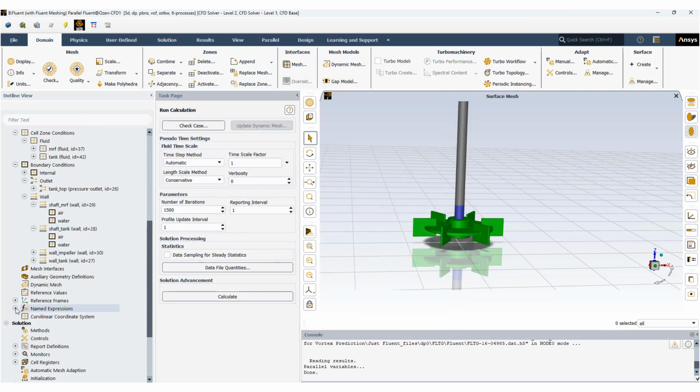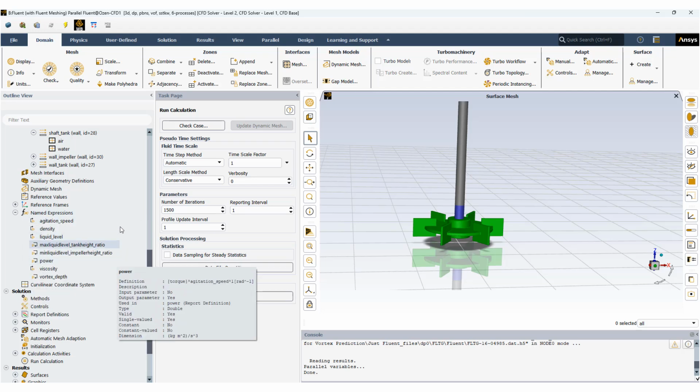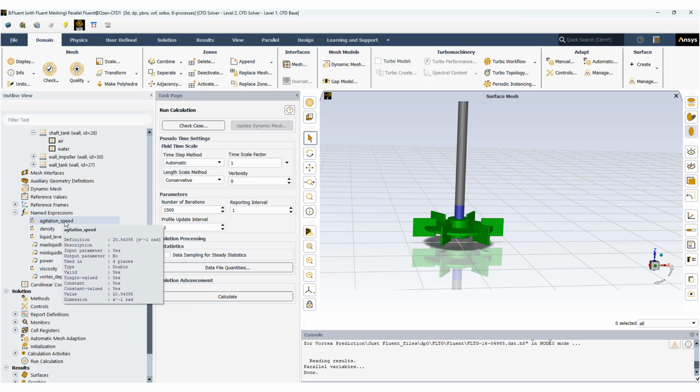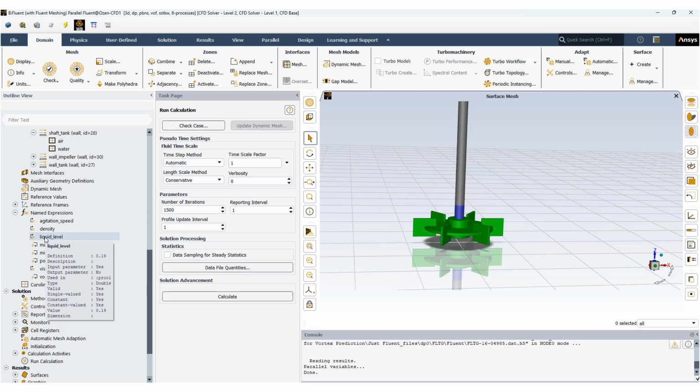Let's get to the named selections. In this particular example, we have some input parameters and some output parameters. Agitation speed is one of the input parameters, as I mentioned before. In this case, we also have the fluid density as an input parameter. These are selected for later application, but we're not going to use these in this video. And the liquid level is set as another input parameter, as well as the fluid viscosity.